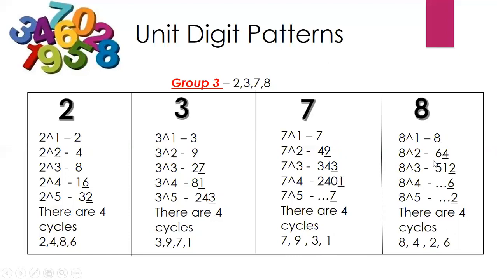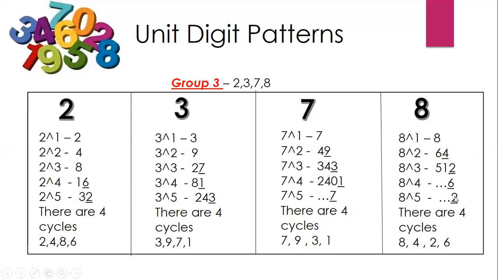8 square is 64, which is 4. 8 cube is 512, so the unit digit is 2. 8 power 4 will be a larger value, but since we need only the unit digit, we just multiply this 2 by 8, and we'll get 6. So we get 8, 4, 2, 6, 8, 4, 2, 6, 8, 4, 2, 6, and the process continues.